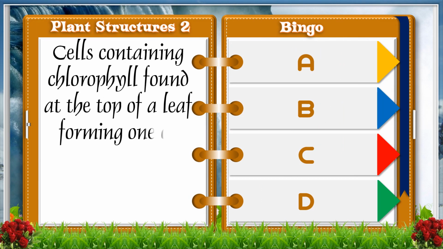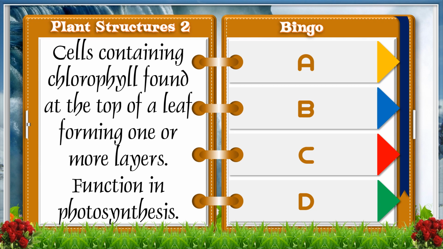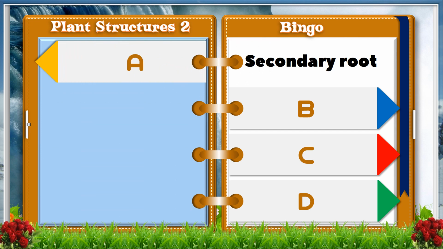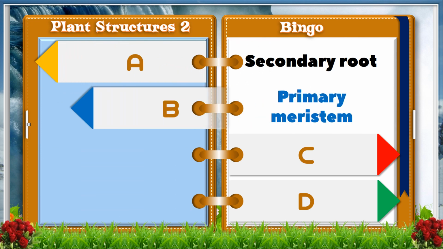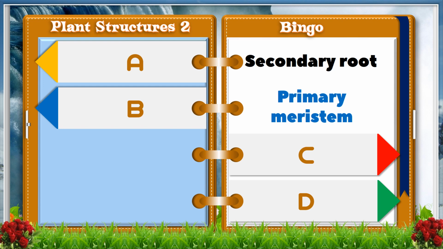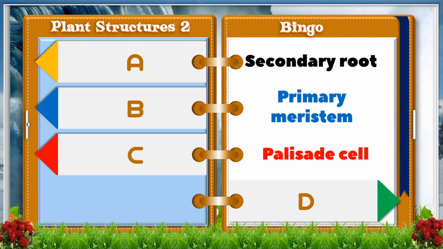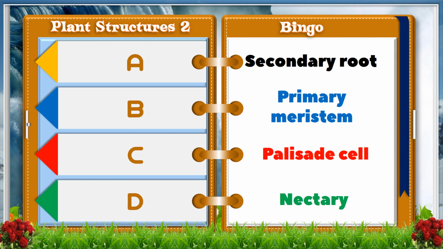Cells containing chlorophyll formed at the top of a leaf, forming one or more layers. Function in photosynthesis. A, secondary root. B, primary meristem. C, palisade cell. D, nectary. And the answer is C, palisade cell.